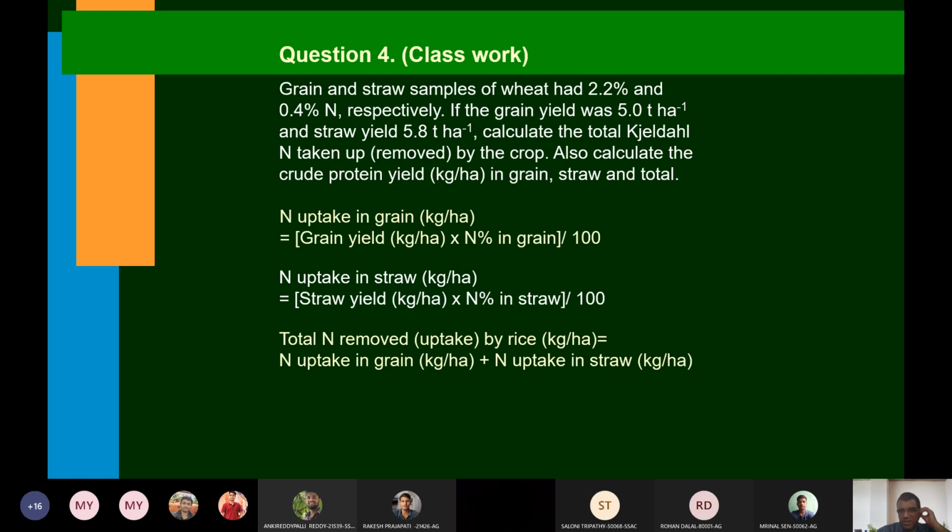Now, this is your classwork. Now you need to do this example. Grain and straw samples of wheat had 2.2% nitrogen in grain and 0.4% in straw. If the grain yield was 5 tons per hectare and straw yield 5.8 tons per hectare, calculate the total Kjeldahl nitrogen removed by the crop and also calculate the crude protein in grain, straw and total. And remember, this is crude protein yield. Crude protein yield in kilogram per hectare in grain, straw and total. Please do it.